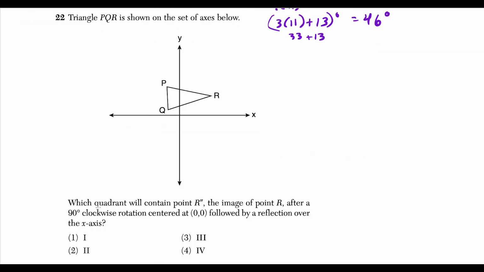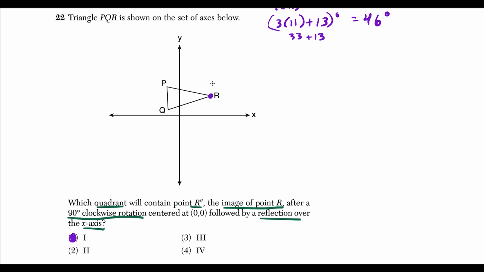For question 22, we want to know which quadrant is going to contain point R double prime, the image of point R, after a 90 degrees clockwise rotation, and then we're going to do a reflection over the x-axis. And for this question here, if we focus on point R, what I visualize is that when we rotate this 90 degrees clockwise, that's going to send us into quadrant 4, and then when we reflect over the x-axis, that's going to put us right back in quadrant 1. So if you could do that all in your head, great. Otherwise, you got to use other visual tricks.